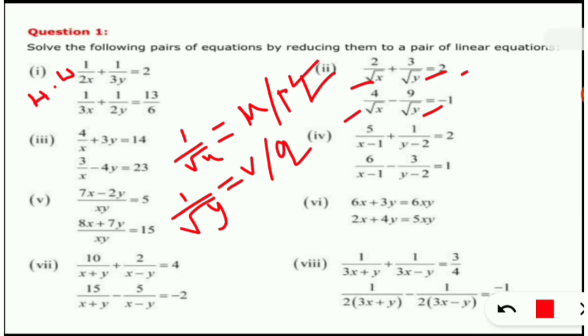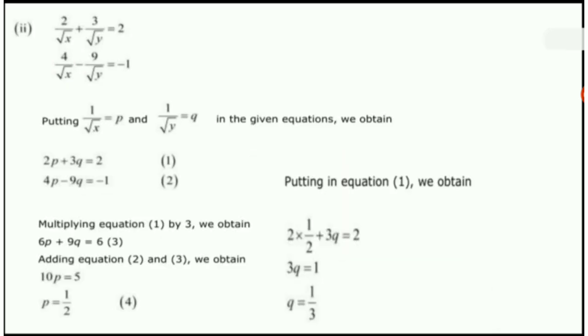Now we solve question number 2. So 2 by root x plus 3 by root y equals 2, and 4 by root x minus 9 by root y equals minus 1. So putting, or let, anyone you can write. Okay, so 1 by root x equals p and 1 by root y equals q. In the given equation we obtain 2p plus thrice q equals 2. This is equation 1, and this is 4p minus 9q equals minus 1. This is equation 2. Clear?